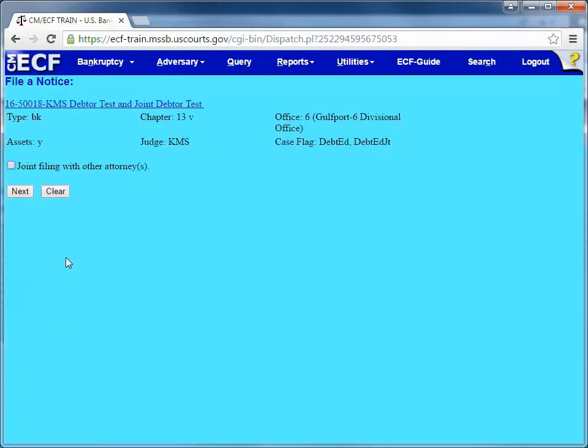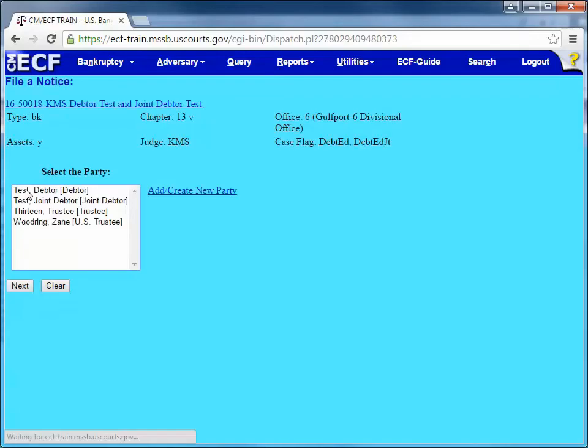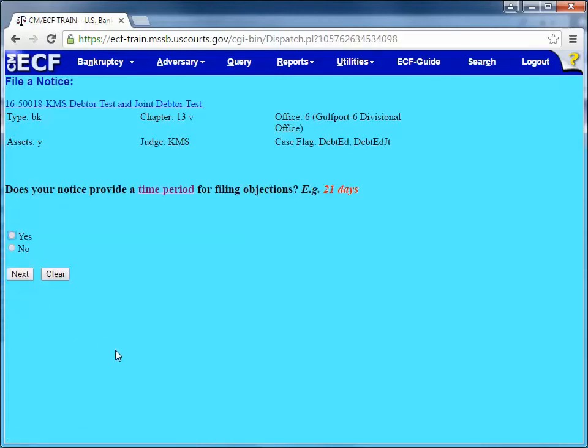Since the notice is not a joint filing with another attorney, I'm leaving the checkbox unchecked. I'm filing the notice for the debtor and joint debtor, so I'm selecting both parties. The screen displays the question, does your notice provide a time period for filing objections? I'm selecting yes, because my notice gives an objection period and not a specific deadline.